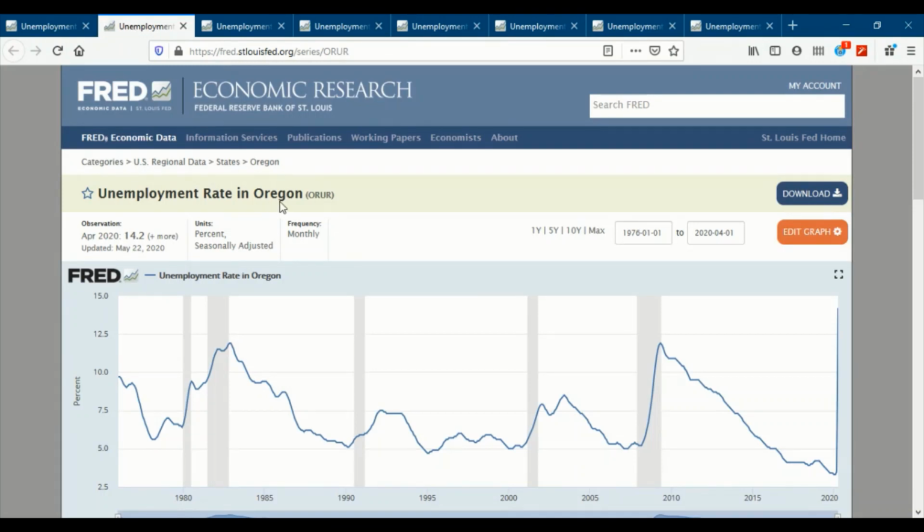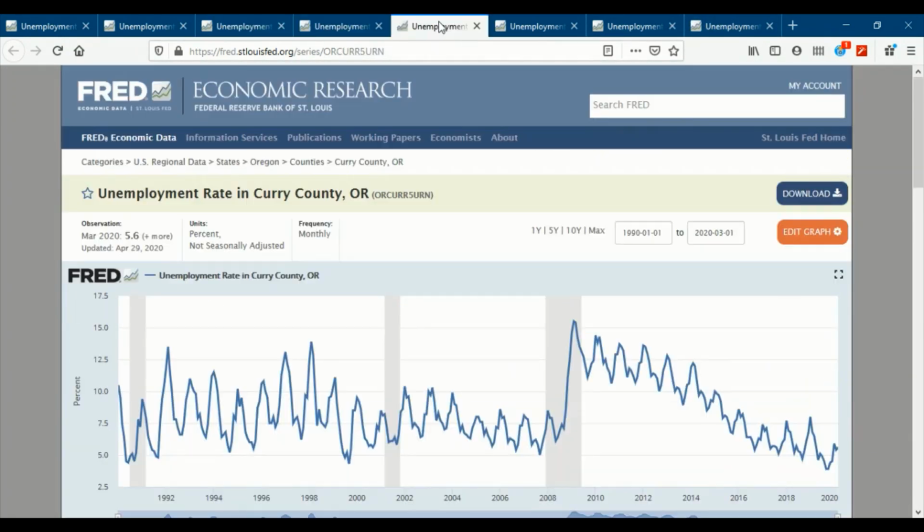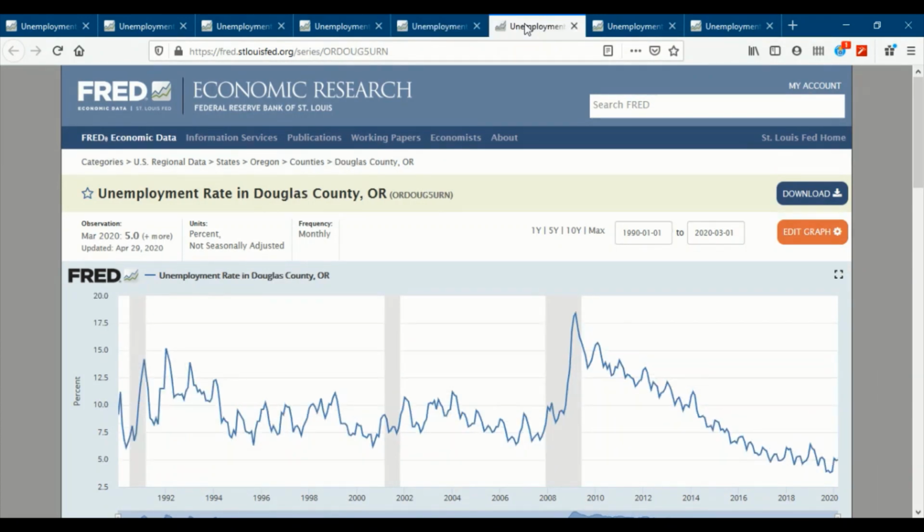Next we have the Oregon state data, which is available from January 76 to April 2020. For Jackson County in Oregon, the data is from 1990 and is available till March 2020. And I'm guessing for all the other counties, the unemployment rate data is again from 1990 to 2020.